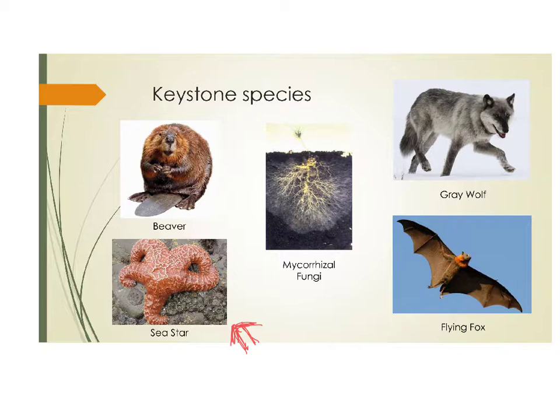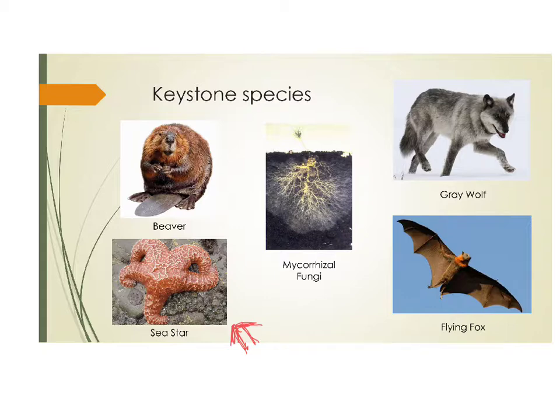Flying foxes are pollinators. In many cases, they're the only pollinator of many different, especially tropical, plants. And so they are considered ecosystem architects because many ecosystem interactions actually depend on the flying fox.